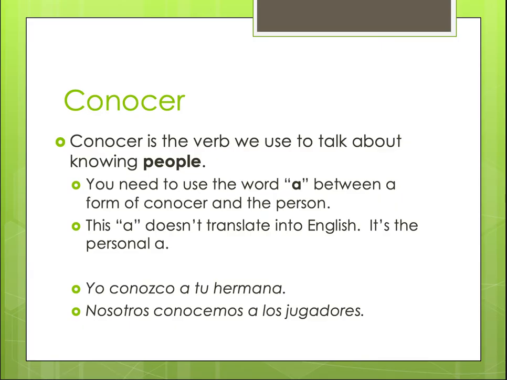We call it the personal a. It's showing that thing that I know is not actually a thing, it's a person. It's showing the humanity. So, yo conozco a tu hermana. I know your sister. Or nosotros conocemos a los jugadores. We know the players, for example.